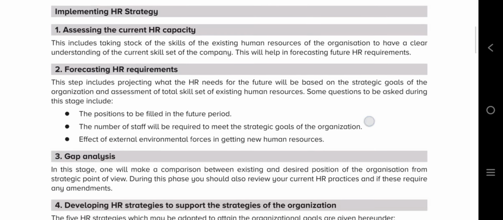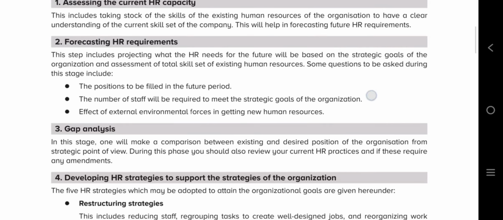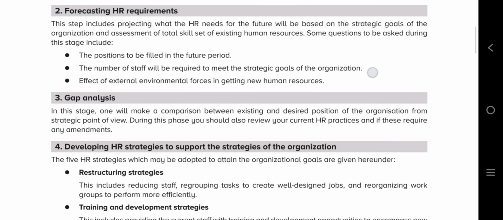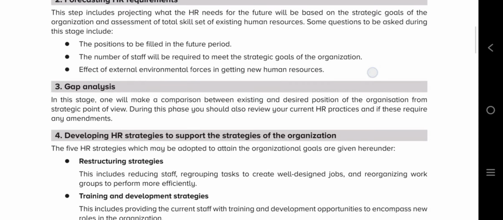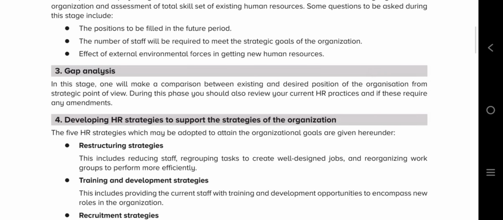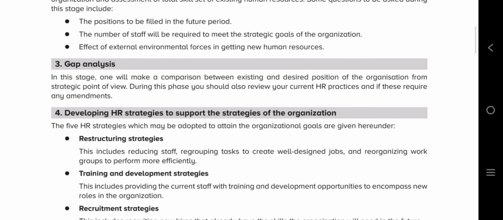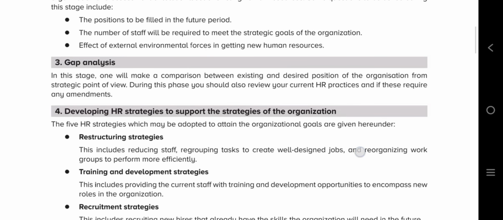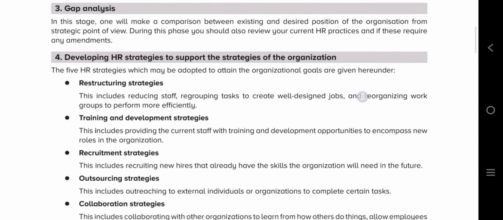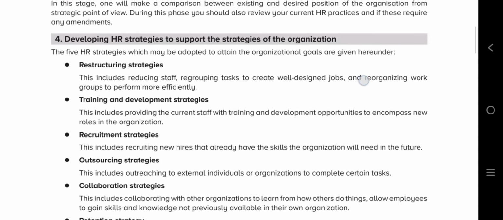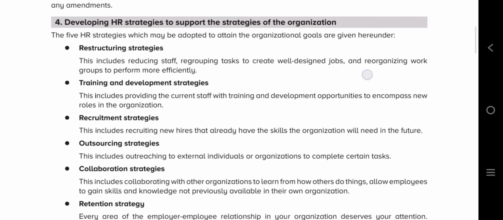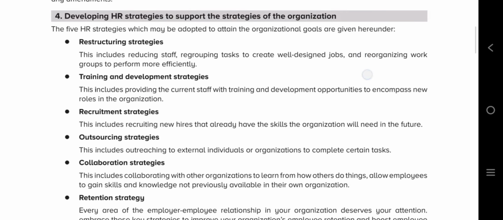Formulation of HR strategy. HR planning is a process that identifies current and future human resource needs: how much human resource we require for the organization to achieve its goals. Human resource planning should serve as a link between human resource management and the overall strategic plan of the organization.